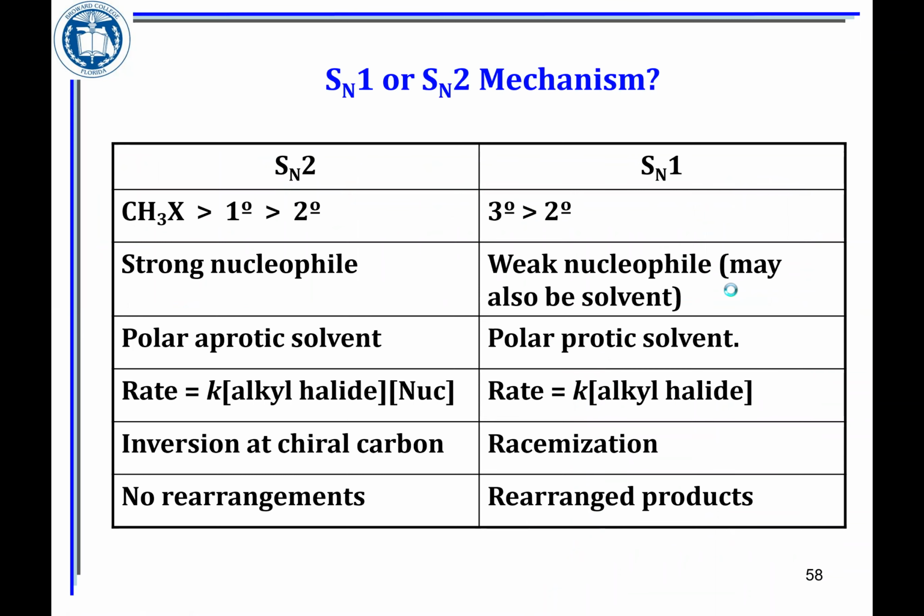We already looked at this table. It was just a different format, different color. So for SN2, primary or methyl alkyl halide would go faster than primary than the secondary. Tertiary doesn't go through SN2. You need a strong nucleophile. You want polar aprotic solvent. Okay, that's the part that is different.